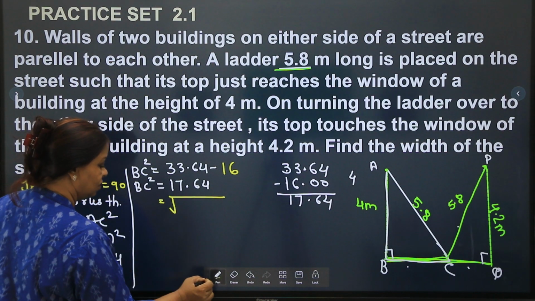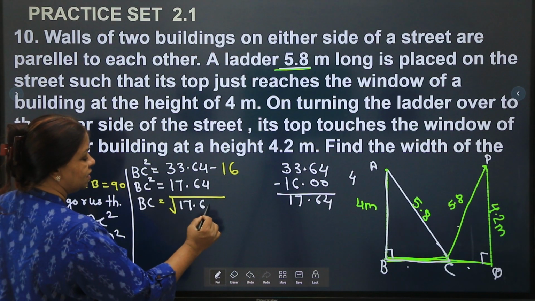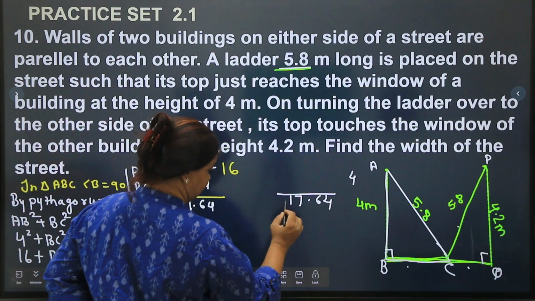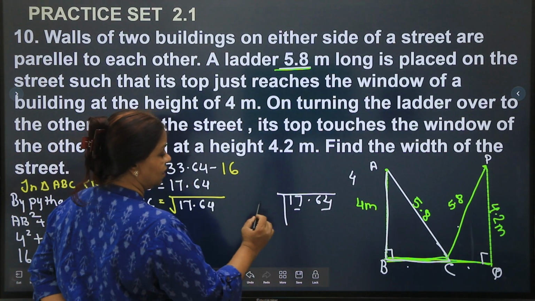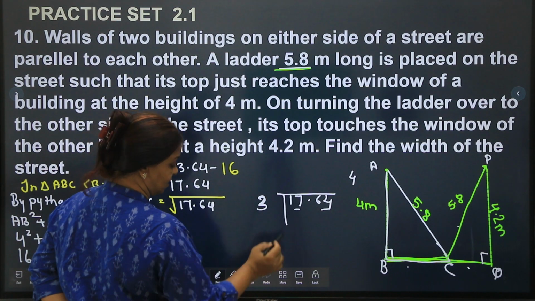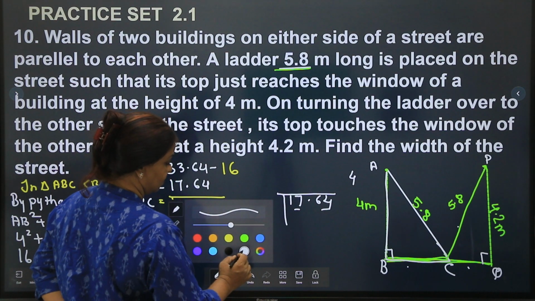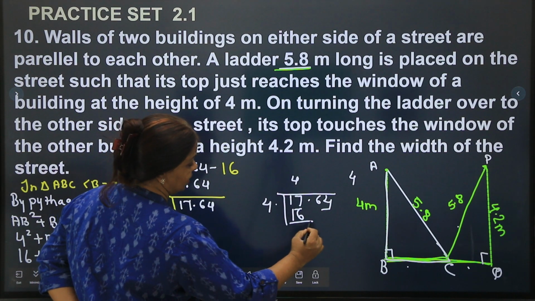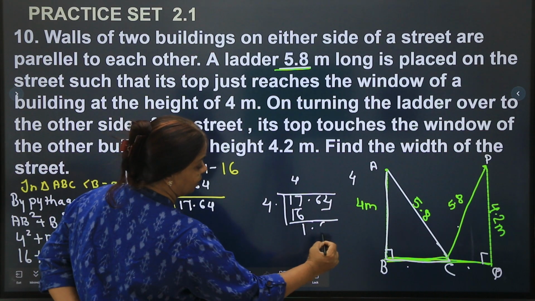We need to find out the square root of BC, that is 17.64, and I have told you how to find the square root in the previous sum. Make the pairs, take a number, 2 2s are 4, 3 3s are 9, 4 4s are 16. We can take 4. Yes, 4 4s are 16. Then minus, 17 minus 16 is 1, 64 will come down.